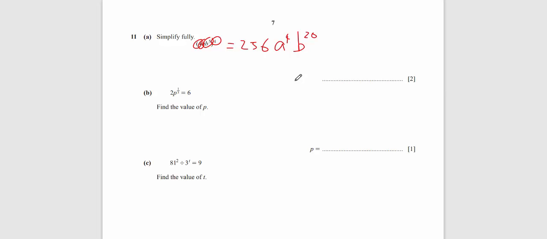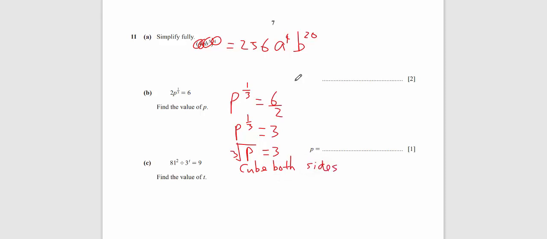And then for part b, we have 2p^(1/3) equal to 6. So we have p^(1/3) equal to 6 over 2, so p^(1/3) is equal to 3. p^(1/3), you know, is the same as the cube root. To get rid of this cube root, you can cube both sides, okay? And the cube root is gone. Then the 3, if you cube it, becomes 3 cubed, which is 27.